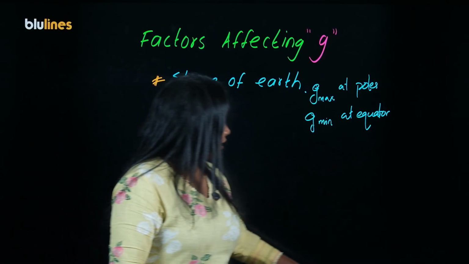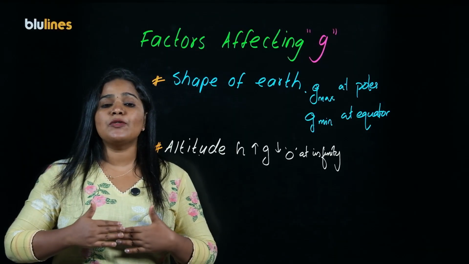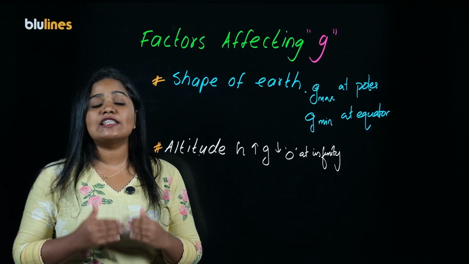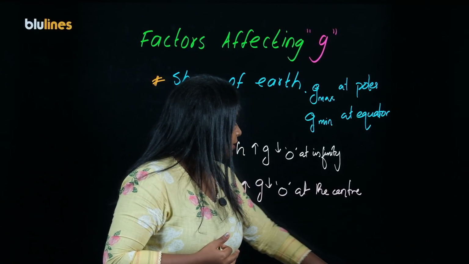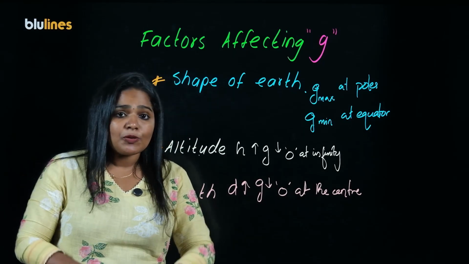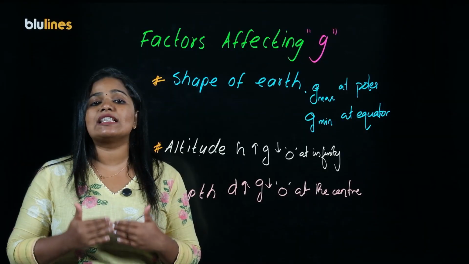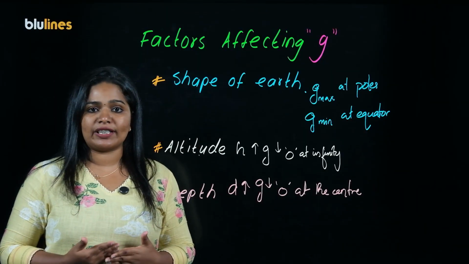And the second factor is altitude. As the height from the surface increases, g decreases and it is 0 at infinite distance. And third factor is depth. As the depth from the surface increases, g decreases and it is 0 at the center of the earth. So, these are the three important factors affecting g.